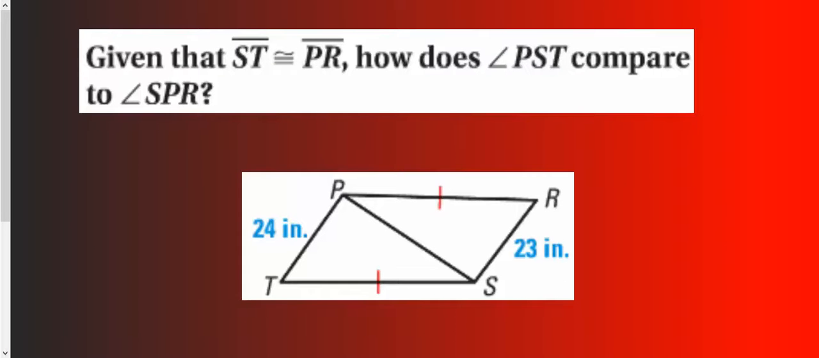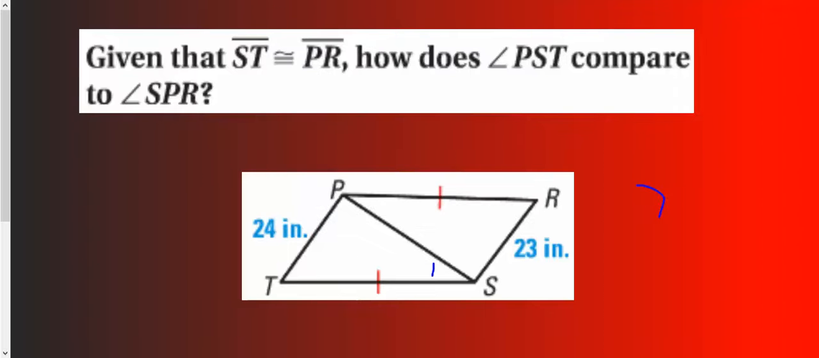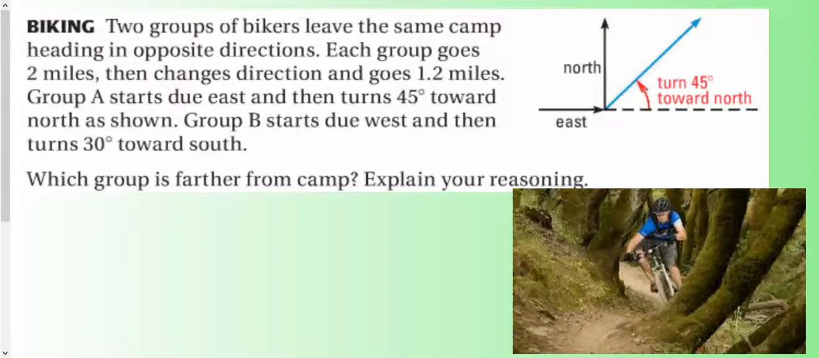Okay, given that ST is congruent to PR, how does angle PST, that's this one right here, compare to angle SPR, this one here? Well, this is reflexive, so you have this side congruent to this side, your reflexive side. If 24 is larger than 23, then this angle 1 has to be greater than angle 2. And that's the idea of the hinge theorem.